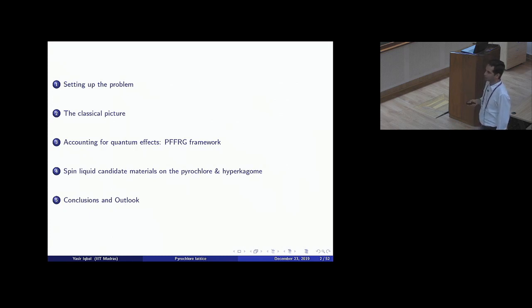Then I'm going to present the main part of the talk, which is describing the pseudofermion functional RG method, one of the powerful non-perturbative schemes for taking into account the effects of quantum fluctuations, which remains one of the most challenging things to capture for people working in frustrated magnets. Then, as an application of the FRG method, I'm going to apply it to two candidate spin liquid materials that have recently appeared on the scene, one based on the pyrochlore geometry and the other on the hyperkagome. And then I'm going to conclude.